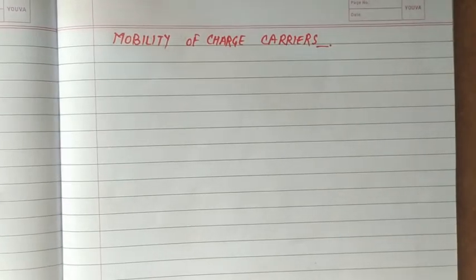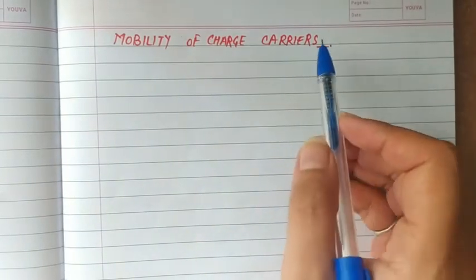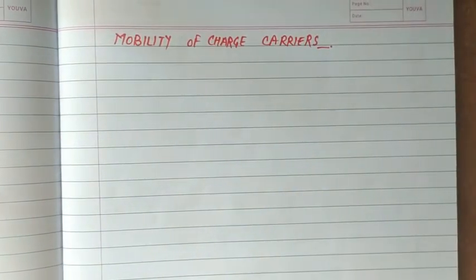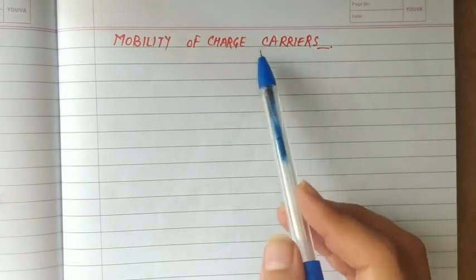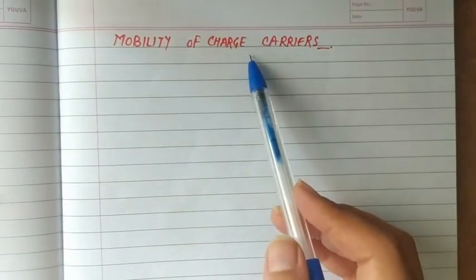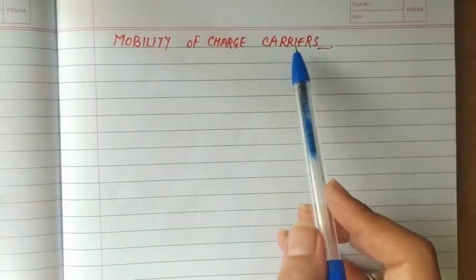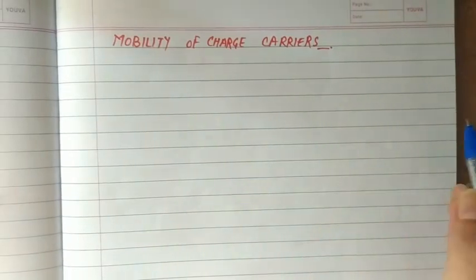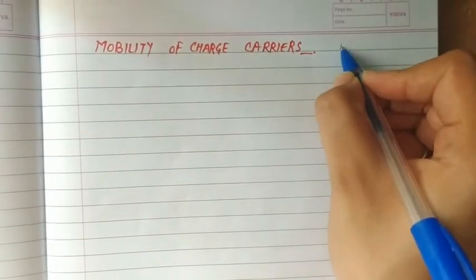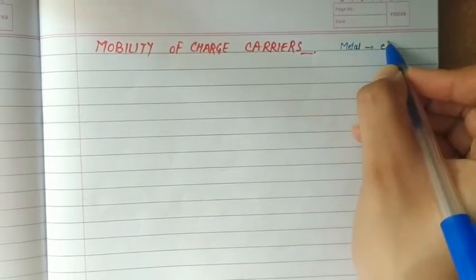Hello students, in this video we are going to study about the mobility of charge carriers. As we have studied in our previous video that current flow in a conductor is because of the charge carriers, or we can say conductivity of any material is because of the motion of its charge carriers. Now these charge carriers are of different types depending on the material we are considering. Suppose if the material is a metal or a conductor, this charge carrier will be an electron.